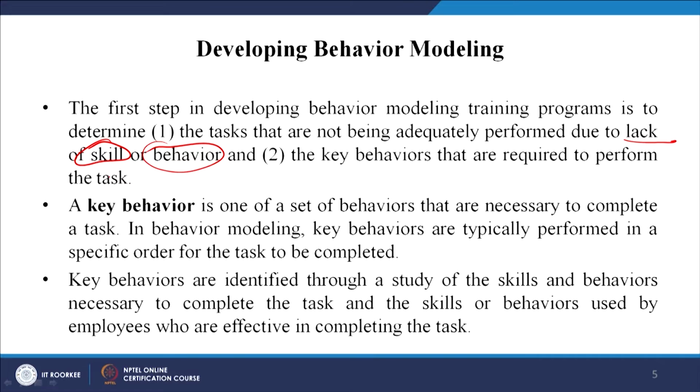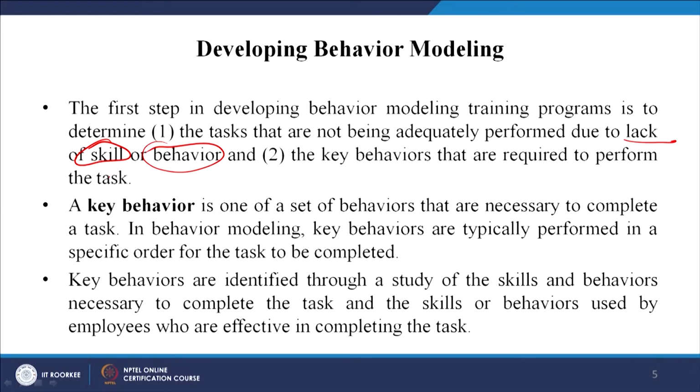In behavior modeling, key behaviors are typically performed in a specific order for the task to be completed, and therefore there should be a goal and there should be the action. So, when you are playing a particular behavior modeling, you should know what the goal is, what we are trying to achieve, what we are trying to demonstrate, and then accordingly we have to perform. Key behaviors are identified through a study of the skills from case studies and past experiences. Life itself is a good book to learn skills and behaviors.